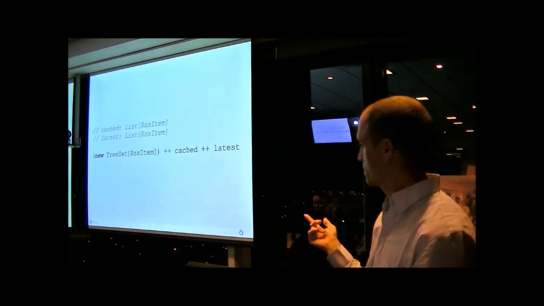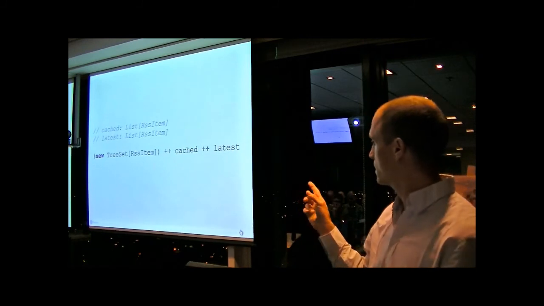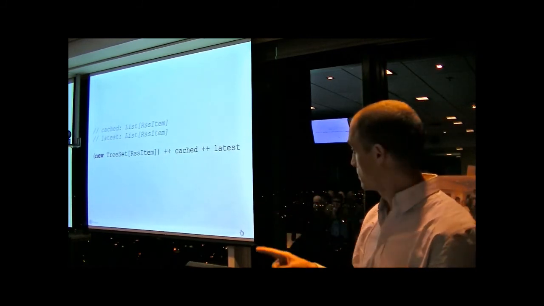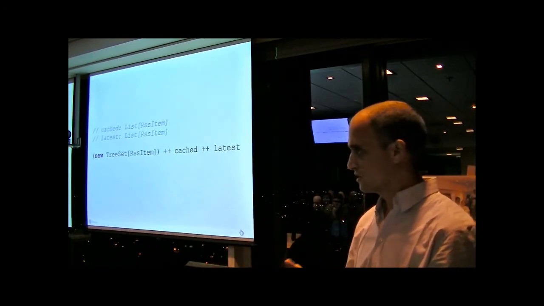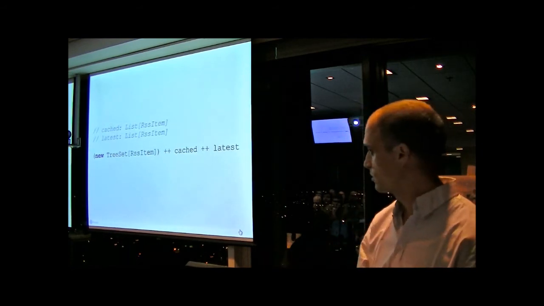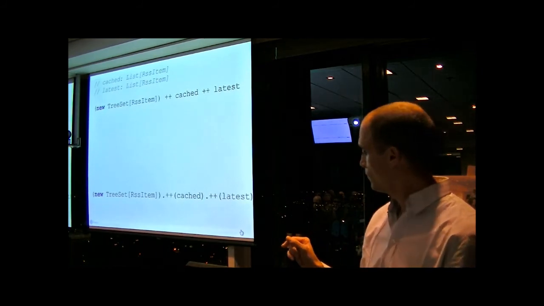And this is how we use it. I create a new instance of tree set for RSS items. I add to it the cached list of RSS items and the latest RSS items. You notice I use the ++ operator. It's not an operator that is hard-coded into the language spec. Instead, it's a syntactic sugar for a method call. So it's equivalent to this below.